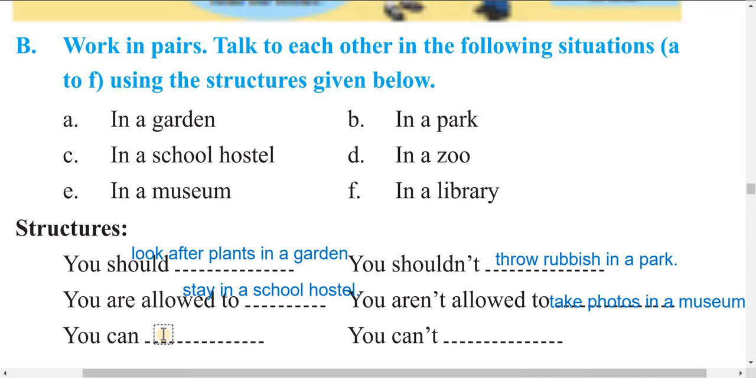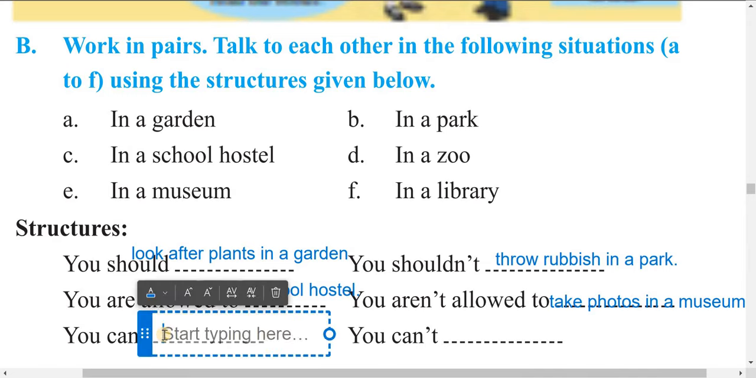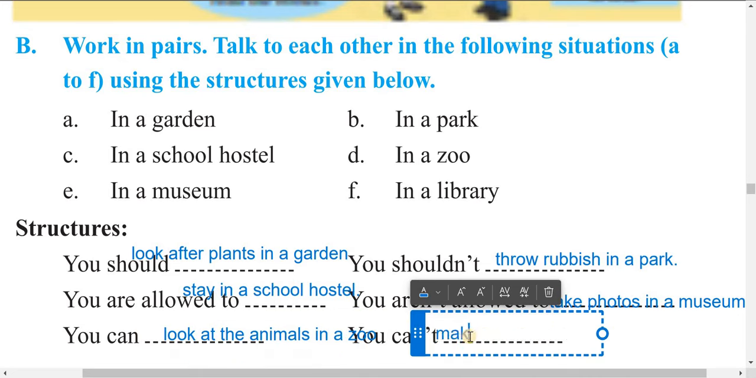Next one: you can take photos in a zoo. Let's see, what can you do? You can look at the animals in the zoo. And finally, you cannot make noise in the library.